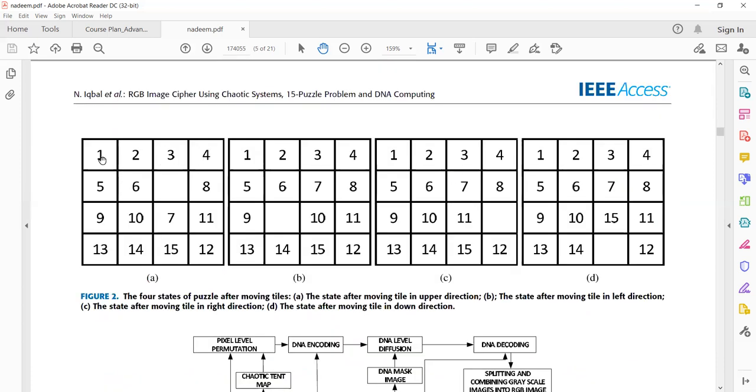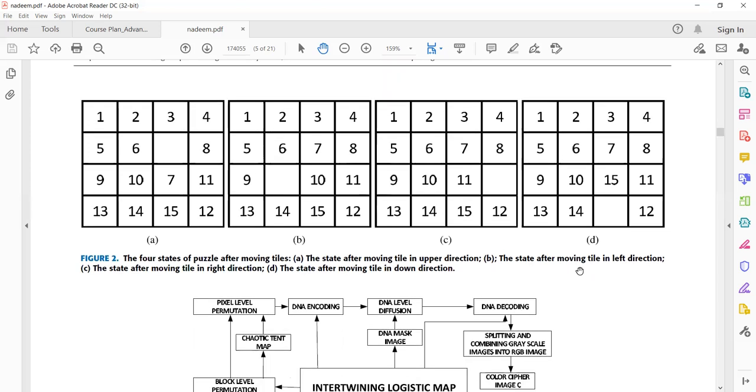This is the 15 puzzle. We are given a 4x4 matrix, and 15 numbers have been filled and only one slot is left empty. And we slide this empty slot, and as we slide this empty slot, numbers move. And the ideal condition is when all the 15 numbers are arranged in ascending order.